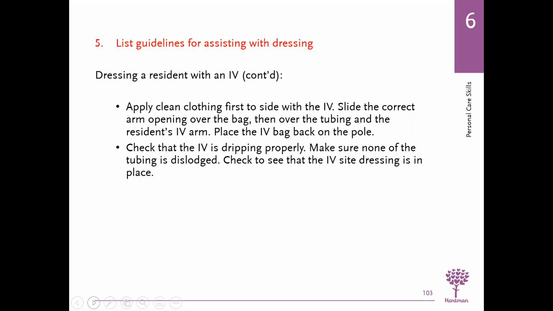When you are applying clean clothing to a resident who has an IV, you want to apply first to the side with the IV. Slide the correct arm opening over the bag, then over the tubing and the resident's IV arm, then place the IV bag back on the pole. Check that the IV is still dripping and make sure none of the tubing is dislodged.